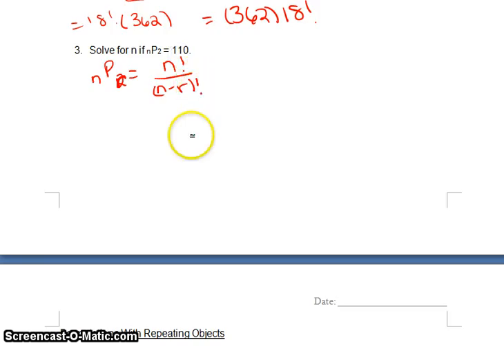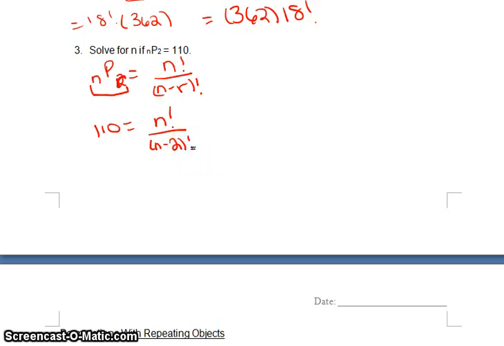Each of these are factorials. So let's fill in what we know. We know that the left-hand side here is actually equal to 110. We don't know n, so we'll leave that as n factorial, divided by, and here we have n minus r, which is 2. So n minus 2 factorial.